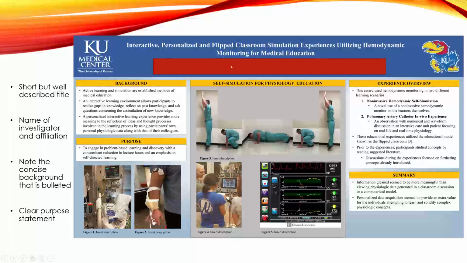So I have actually taken away the names of the authors from this poster. But if you look at the background, you can see that the background is really concise and bulleted, so you can read through exactly what is their background information. They found the gap in the literature, and then they put their purpose statement again in bulleted form, which is very, very easy to read. So they're going to engage in problem-based learning and discovery, right? So the purpose statement really tells you what they're going to be working on.